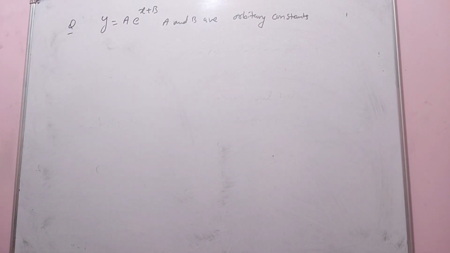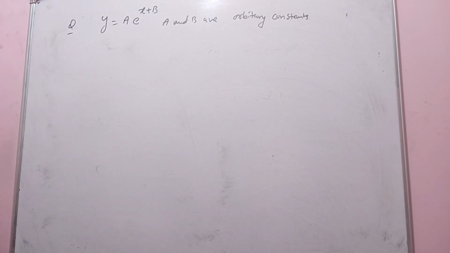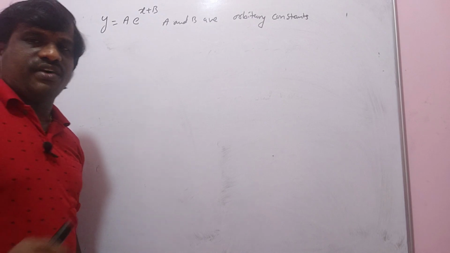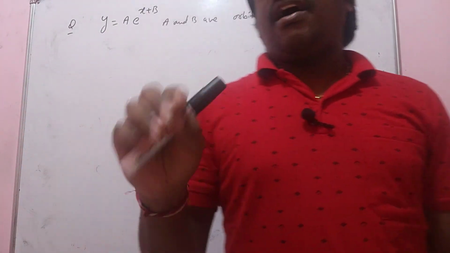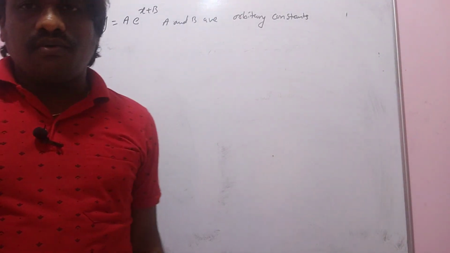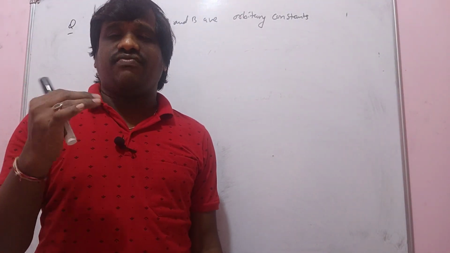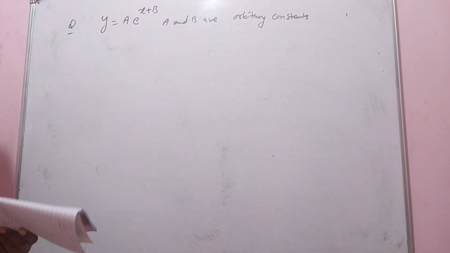Y is equal to a into e power x plus b, where a and b are arbitrary constants. Now we have to find the differential equation of this family of curves. After this, we are going to learn the reverse process: a differential equation will be given, and you have to find the family of curves.